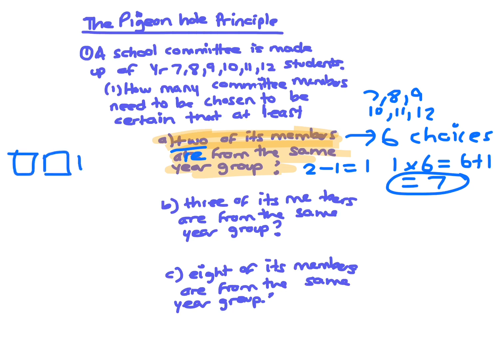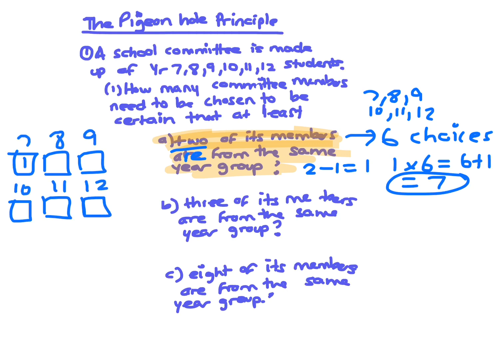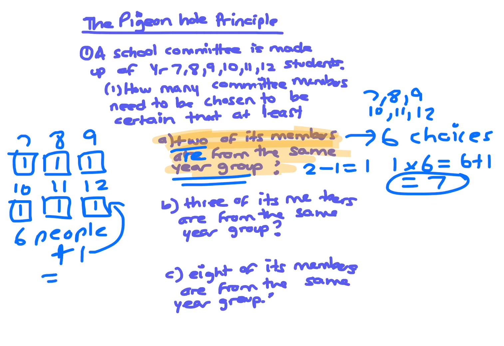So if you think about that, we have 6 choices, 7, 8, 9, 10, 11, 12. So if we choose a year 7, a year 8, a year 9, a year 10, a year 11, and a year 12, that would be 6 people. And then if you add 1 more on, that means that 1 of them must be from one of these year groups, because you have no choice. You could have chosen them all from year 7, and that would still guarantee that you would have at least 2 of them from the same year group. So that would be 6 plus 1, which is 7. So there's always 1 more.